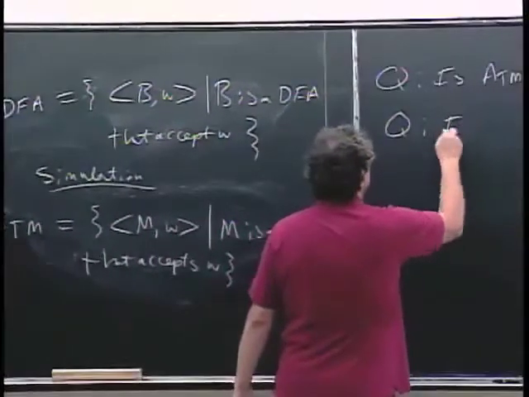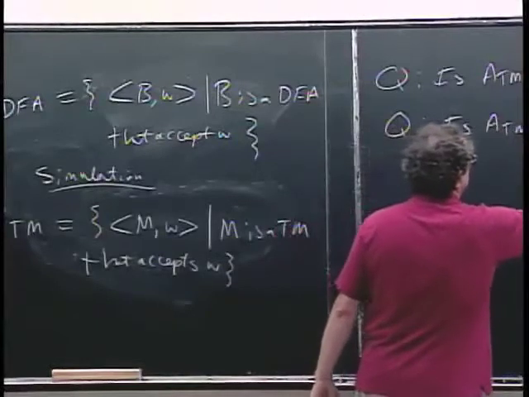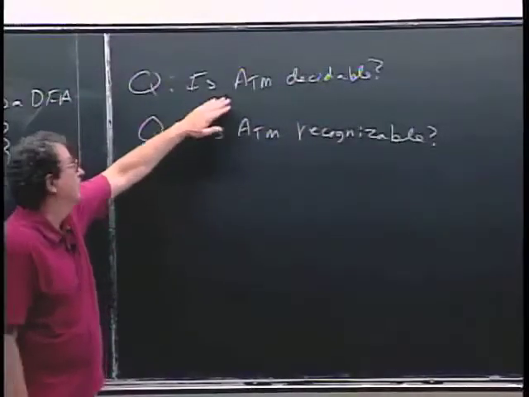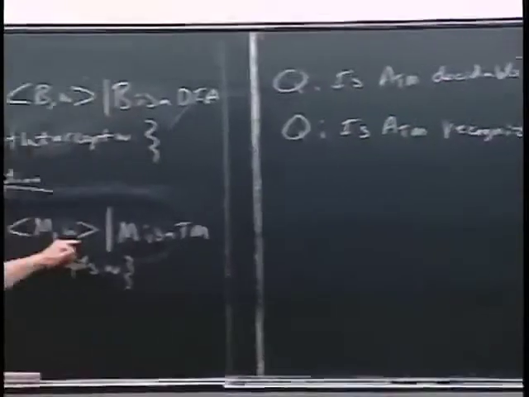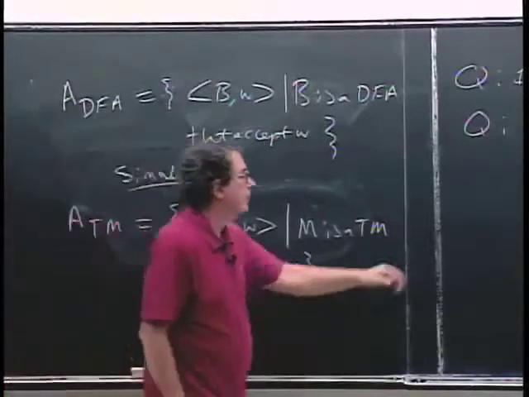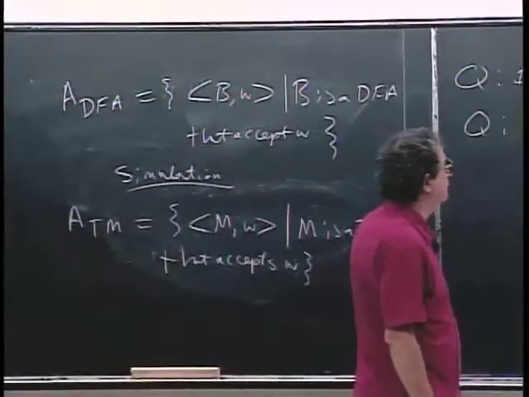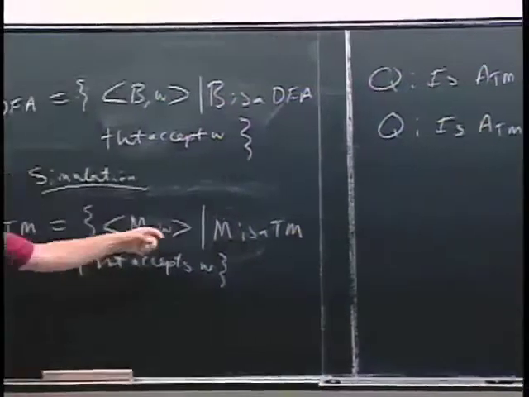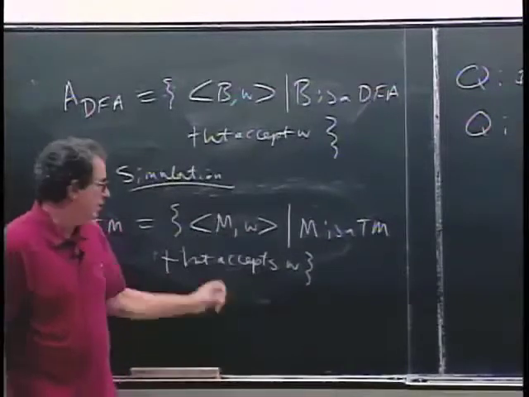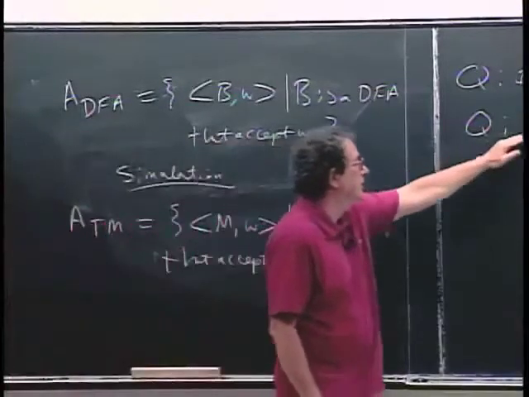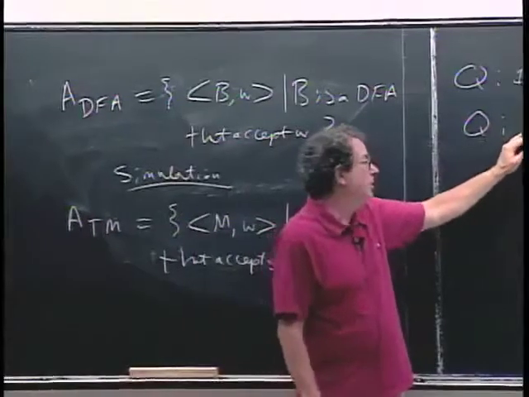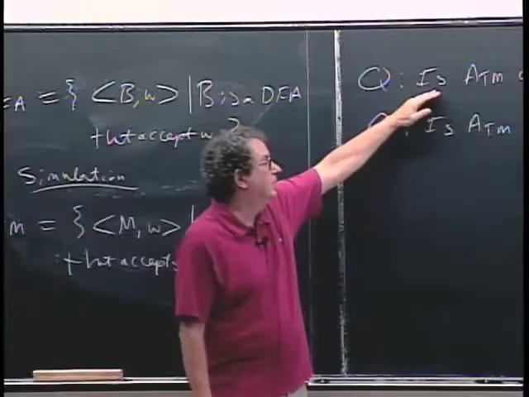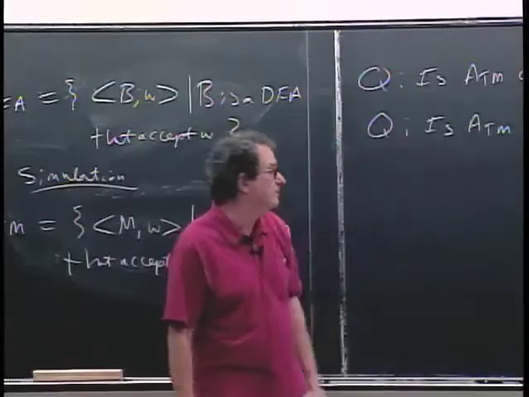And another question, is ATM recognizable? Okay, so decidable means that there has to be a Turing machine that can take in M and W and either accept or reject. Recognizable is an easier condition to satisfy. It says there has to be a Turing machine which will accept if M does accept W. But if M doesn't accept W, then the Turing machine could reject, that would be fine, or it could just go forever. Those two are possible, whereas in the decider, it always has to either accept or reject on any input. It can't just spin its wheels forever.